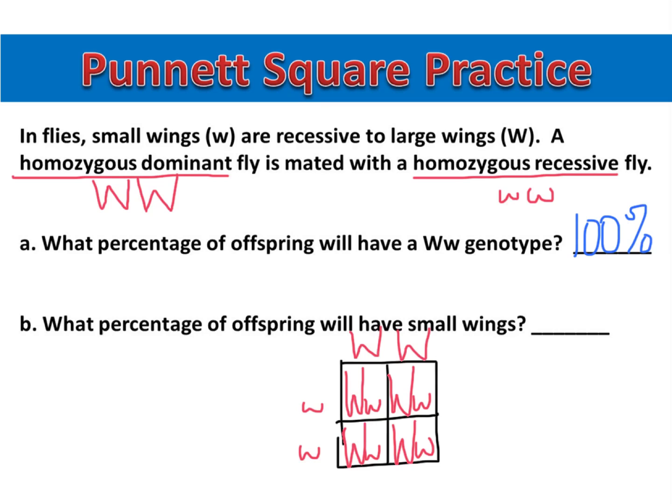My next question asks, what percentage of offspring will have small wings? Well, large wings is the dominant allele, and all of the offspring received a dominant allele. They all have a capital W. That means they'll all have large wings. But it asked me what percentage will have small wings. Well, if they'll all have large wings, I guess that means none of them will have small wings. And the percentage that means none is 0. So since I don't have any homozygous recessive offspring, no little w, none of them will be small. So that's 0%.